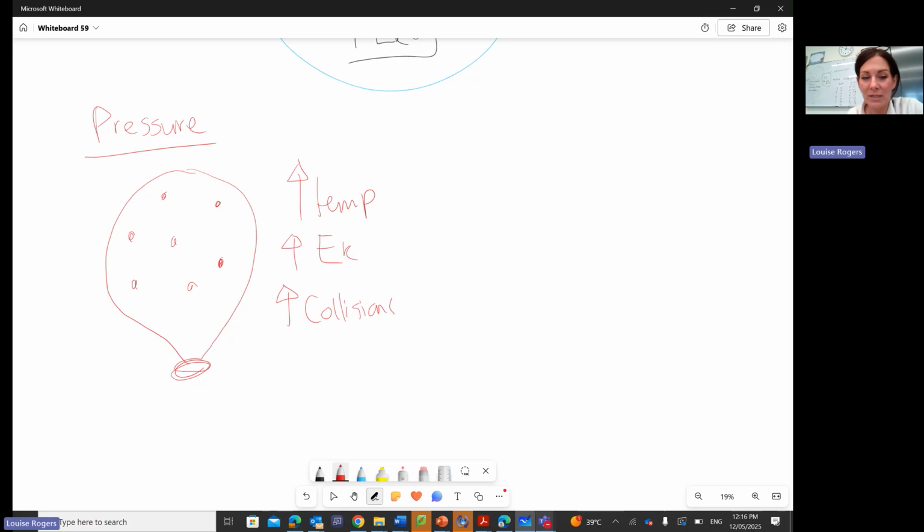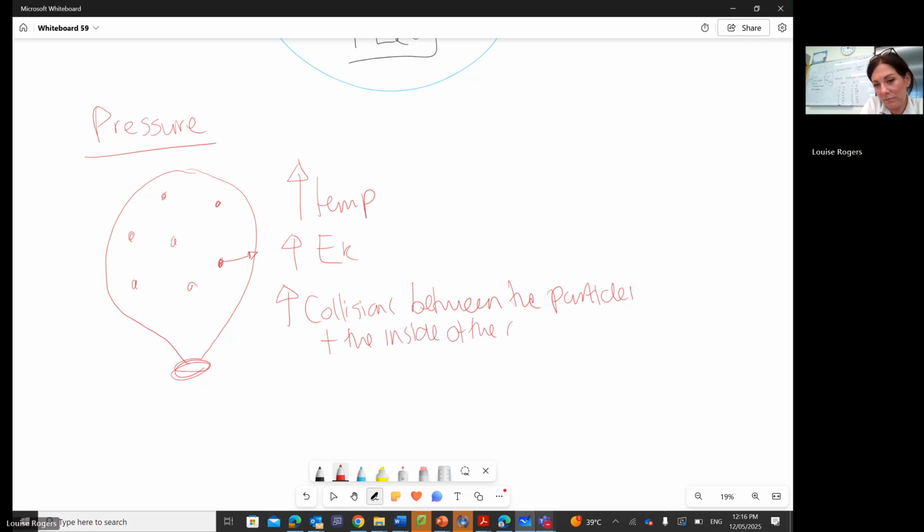But here's where we've got to be specific. I'm going to increase the number of collisions between the particles and the inside of the container. So first of all, we've got to say the inside of the container. Where is it colliding with? By the way, these always hit perpendicular to the surface. So just imagine them coming in at 90 degrees to the surface like this.